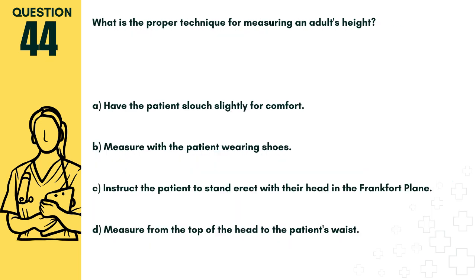Question 44. What is the proper technique for measuring an adult's height? A. Have the patient slouch slightly for comfort. B. Measure with the patient wearing shoes. C. Instruct the patient to stand erect with their head in the Frankfurt plane. D. Measure from the top of the head to the patient's waist.